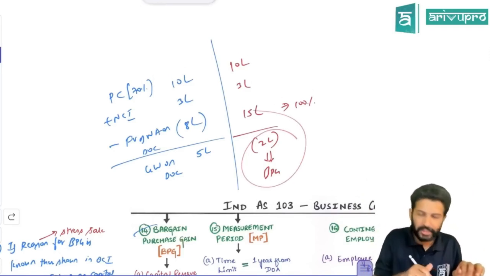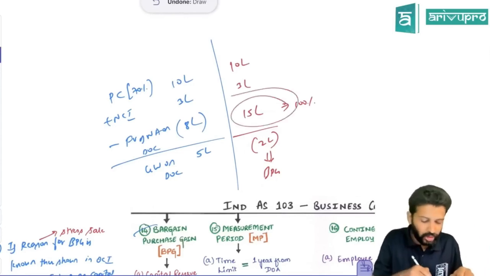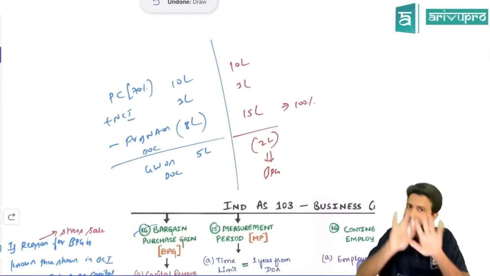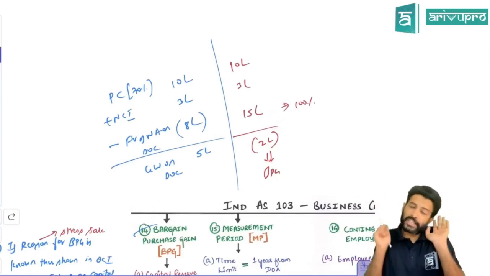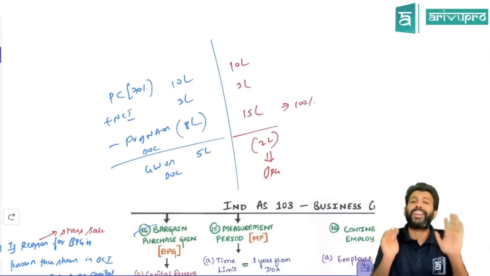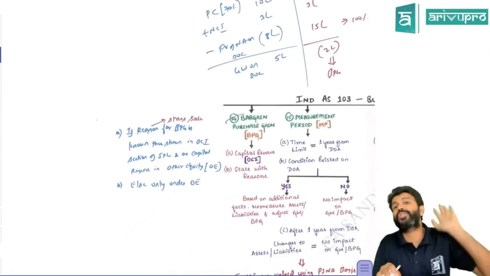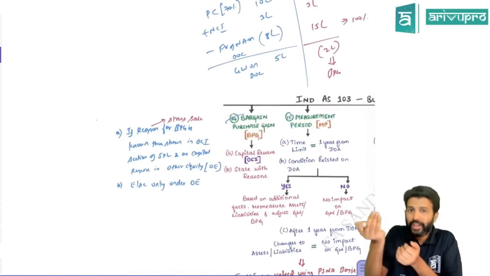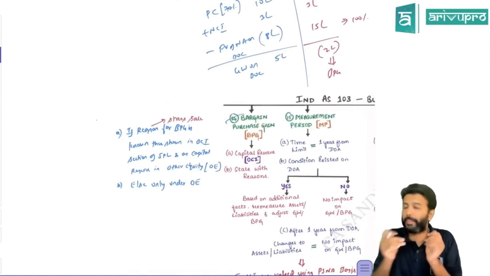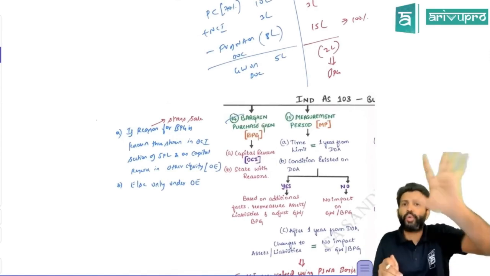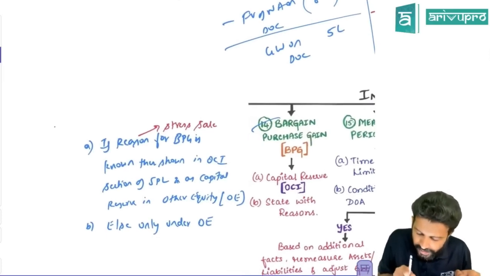Whenever you get bargain purchase gain, recheck. Have you calculated all the fair values of assets and liabilities properly? Are all your calculations proper? If you feel yes, all the calculations are proper, then what IND AS 103 says is, do you know the reasons why you got bargain purchase gain? Why you landed up in a profit scenario? If you know the reasons, then show this bargain purchase gain in OCI.